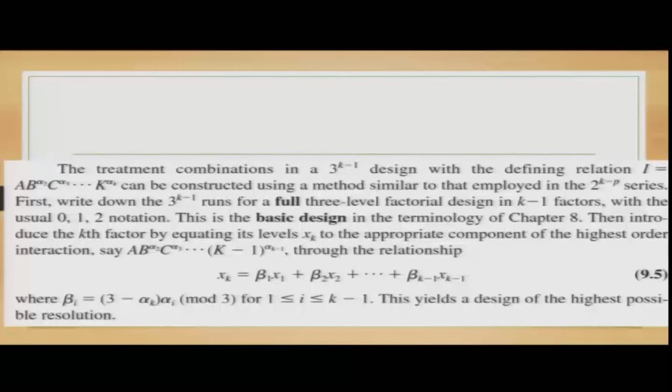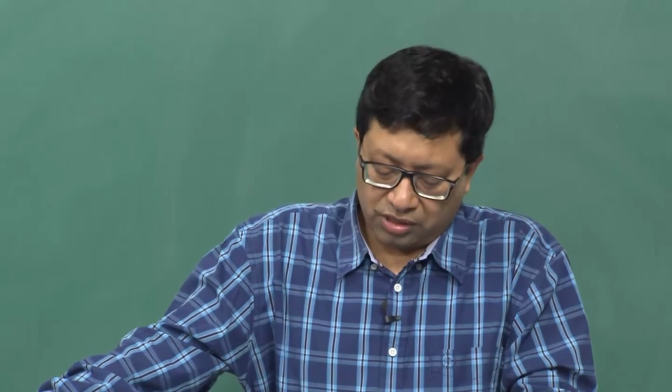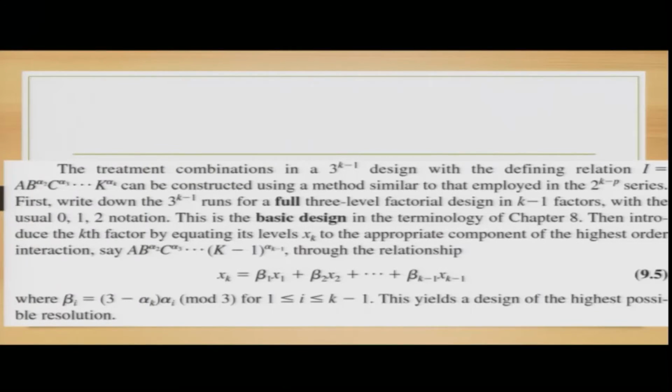So, they can be constructed using a method similar to that employed in the 2 to the power k minus p series, and the work can be done accordingly. First, we write down 3 to the power k minus 1 runs for a full 3 level factorial design in k minus 1 factors with the usual 0, 1, 2 notations. So, the 0, 1, 2 notations are basically the levels each variable has, that is low, medium, high. This is the basic design in the terminology. Then we introduce the kth factor by equating it to the variables or levels x_k to the appropriate component of the highest order. So, based on that we have the equation like this.